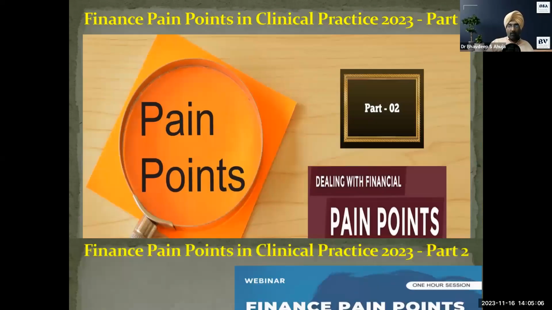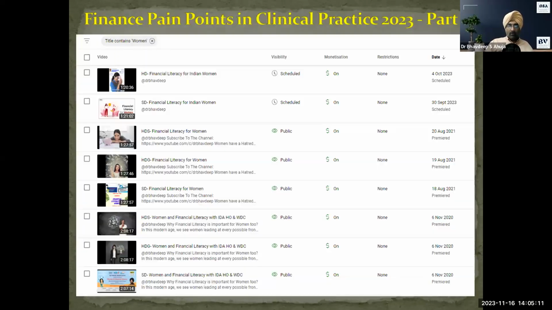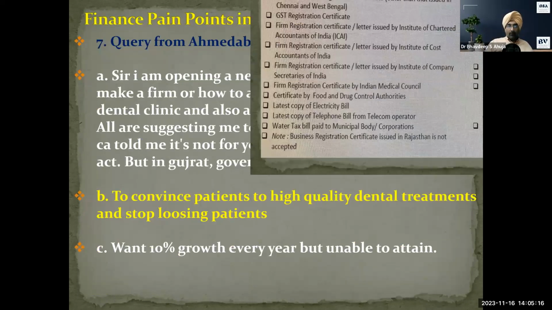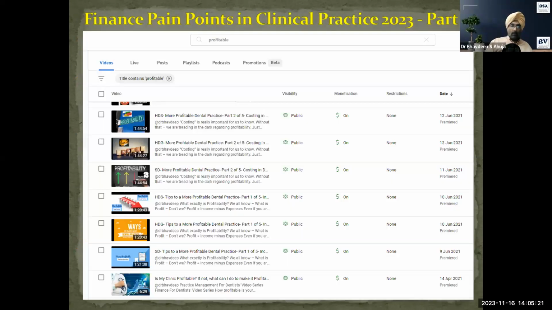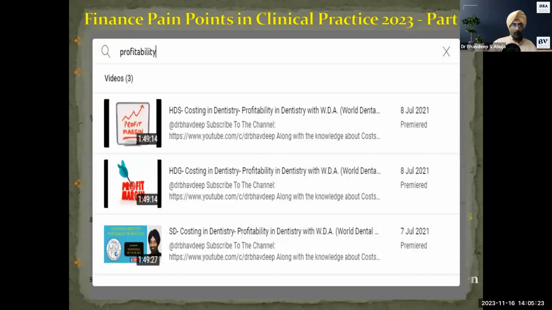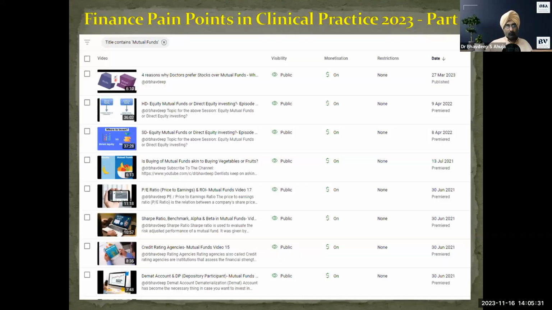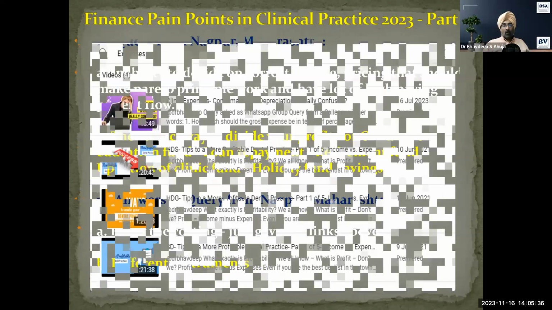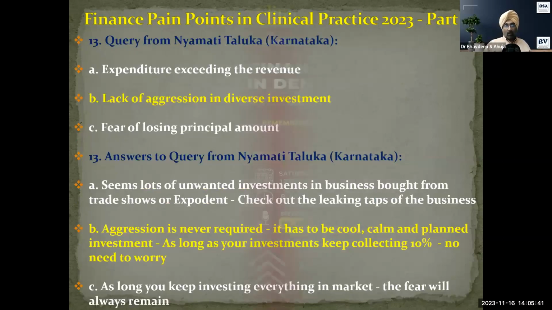Episode number 2 started with query number 6 from Navi Mumbai. Number 7 from Ahmedabad, Gujarat. Number 8 from Visakhapatnam, Andhra Pradesh. Number 9 from Nagpur, Maharashtra. Number 10 from Coimbatore, Tamil Nadu. Number 11 from Nashik, Maharashtra. Number 12 from Nagpur, Maharashtra. Number 13 from Nyamati Taluka, Karnataka.